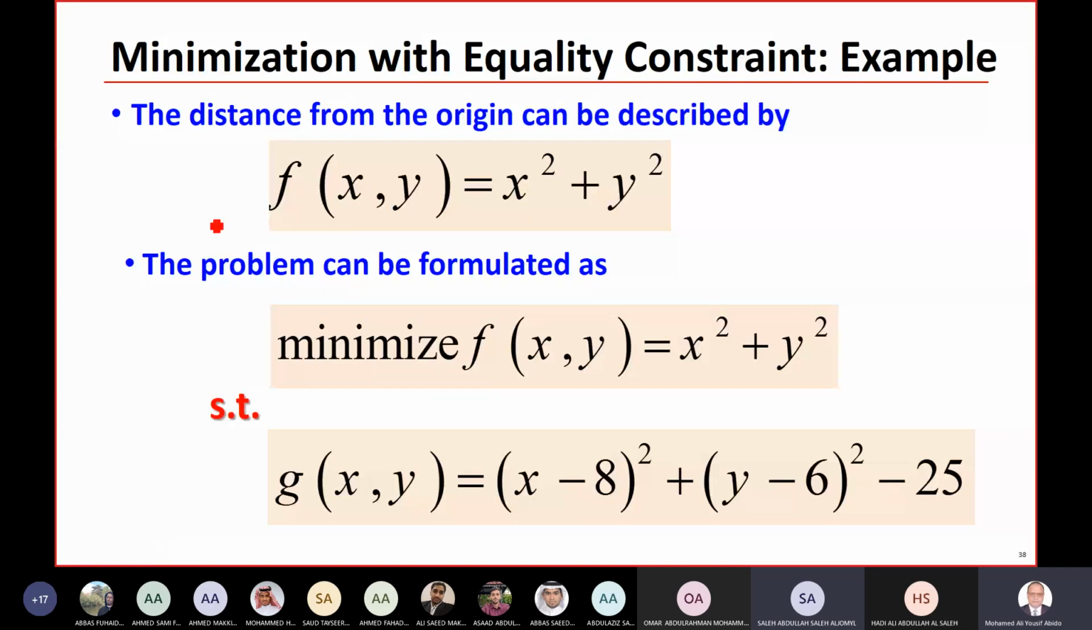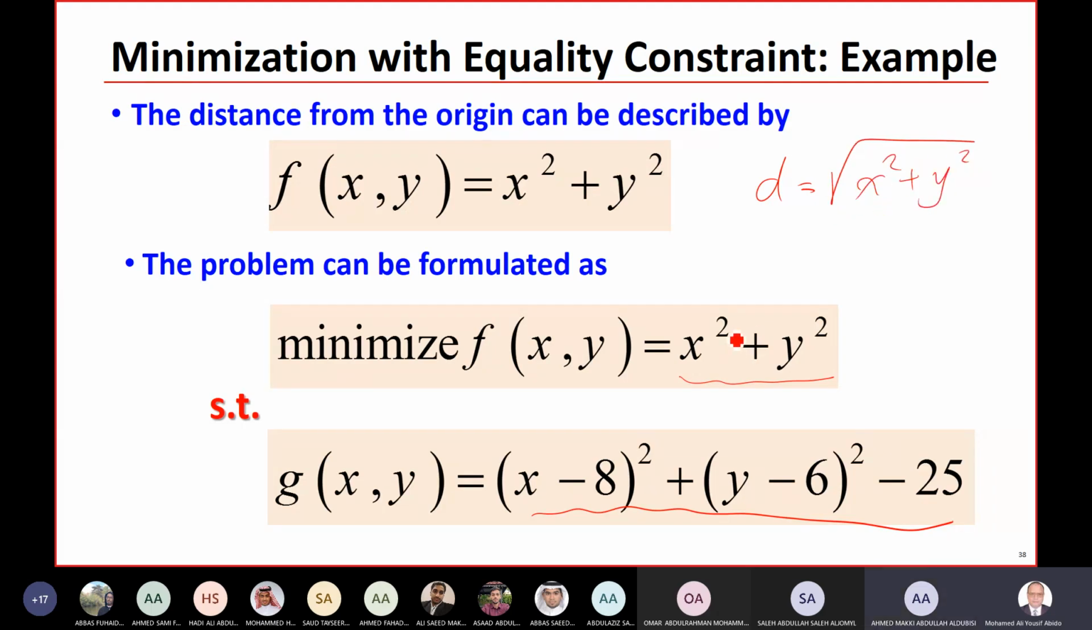So f(x) is x² + y², which could be the distance squared, and the problem can be formulated as such: minimize x² + y². Square root, you mean? Yeah, distance equal to the square root of x² + y².